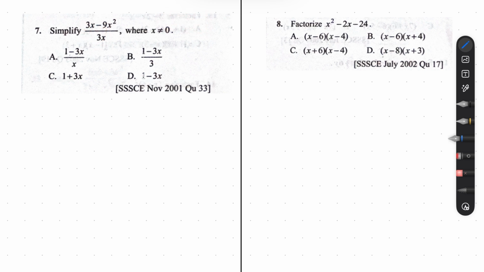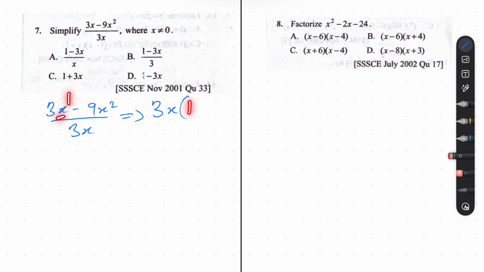So let's do that. So we have 3x minus 9x squared over 3x. Now let's factor 3x out of the expression. Let's bring it outside. We have 3x. So if we bring that outside, we'll be left with what? If we factor 3x out of here, we'll be left with 1, right? Because 3x times 1 will still give us 3x.